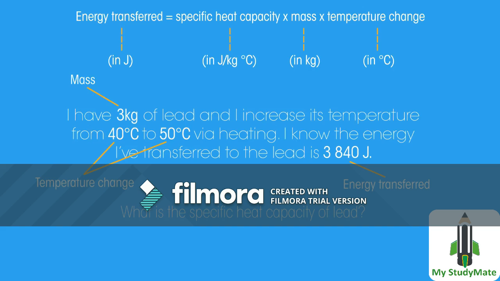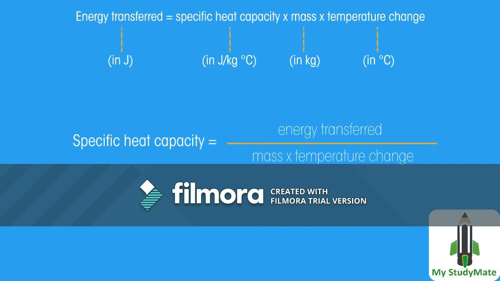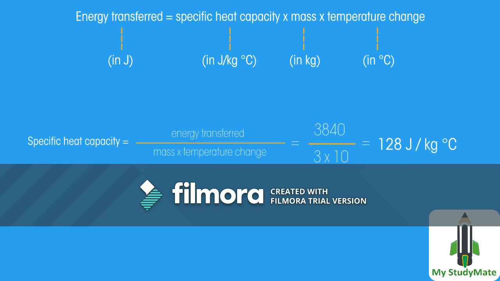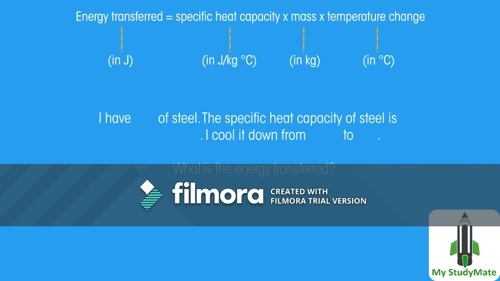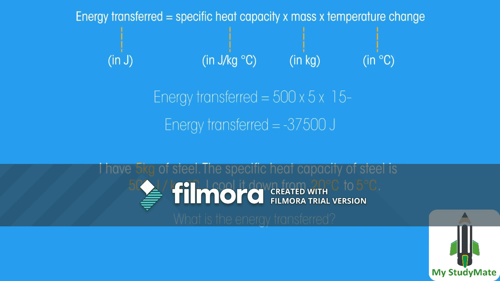Here is another problem. Pause the video and attempt to calculate the energy transferred to the lead. How did you get on? We could divide it by 1000 to turn the answer into kilojoules. Notice that the answer is negative this time. It is because we cooled the lead, so the temperature change is negative. The temperature change will always be negative if the substance is being cooled and positive if it is being heated.